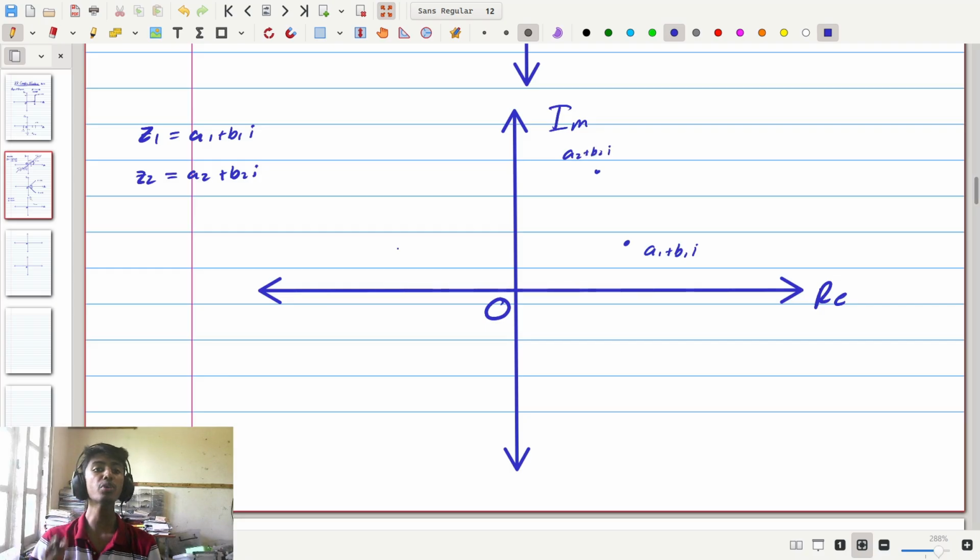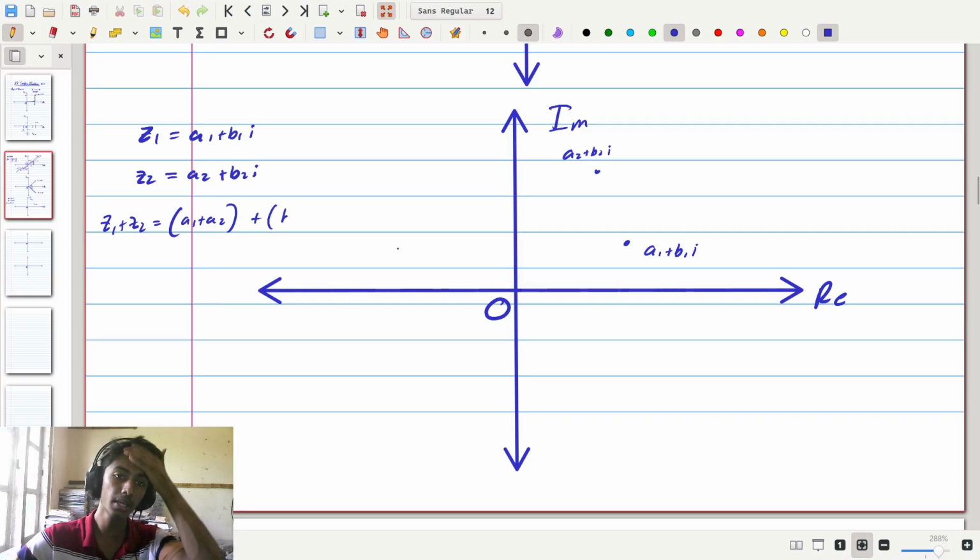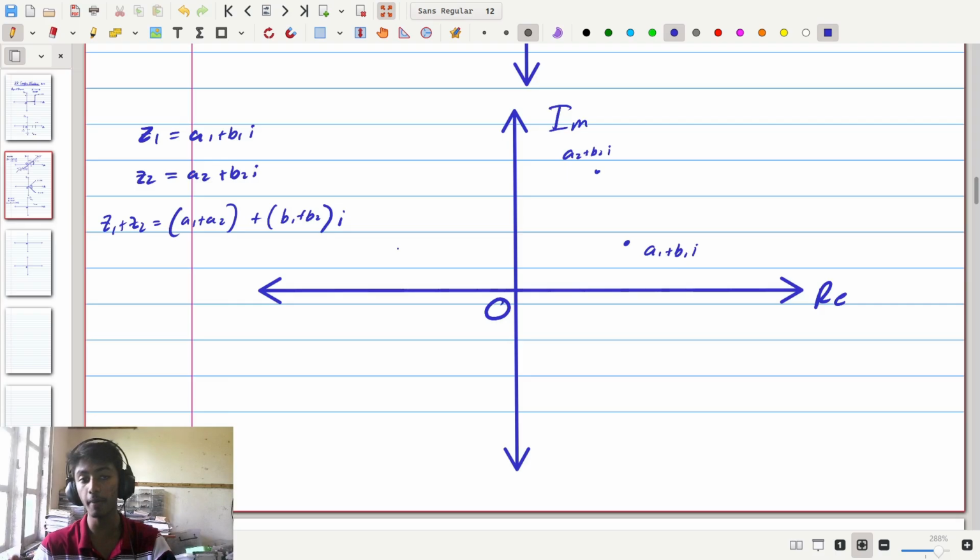Now, if you consider adding these two, we can see that when adding two complex numbers, the complex numbers can be broken into real parts and imaginary parts, and the two real parts can be added together, and the two imaginary parts can be added together separately. So doing so, z1 plus z2 can be written as a1 plus a2 as the real part, plus b1 plus b2 times i as the imaginary part.